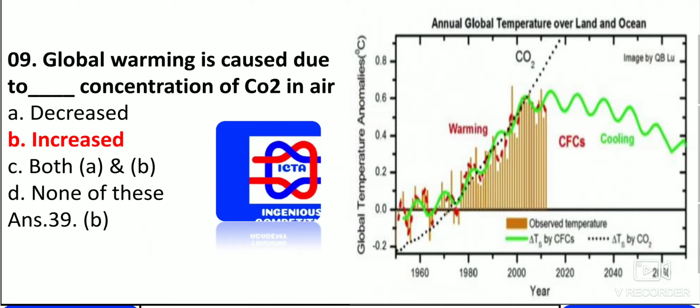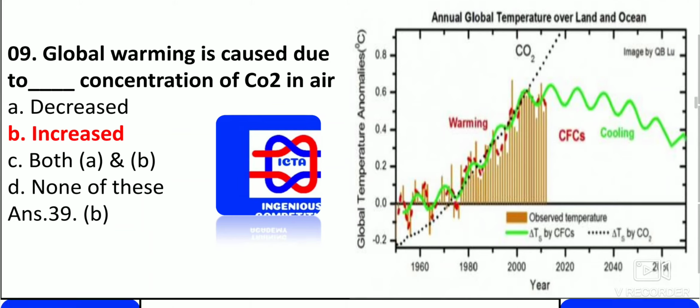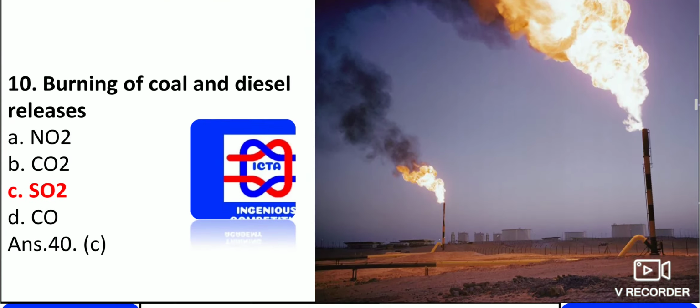Global warming is caused due to the increased concentration of carbon dioxide in air. This is what I had previously already discussed. So there are various things you have to remember.